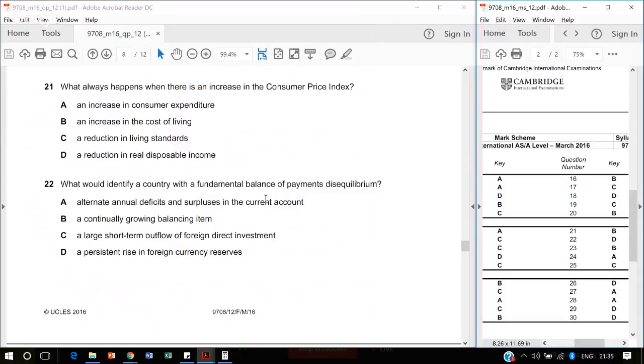What always happens when there is an increase in the CPI? An increase in consumer expenditure, an increase in the cost of living, reduction in living standards, reduction in real disposable income. Increase in consumer expenditure, maybe, but it seems unlikely, right? Higher prices means that people will probably choose to spend less. An increase in the cost of living, well, that's the definition of the CPI, isn't it? CPI is a measure of a basket of goods which we can buy in shops. If that gets more expensive, then that is by definition an increase in the cost of living, because the cost of living is defined as the inflation and the purchasing power parity. Reduction in living standards, possibly, but if it's accompanied by rapid growth, then we won't see that. It's the same with disposable income. So it's going to be 21B.